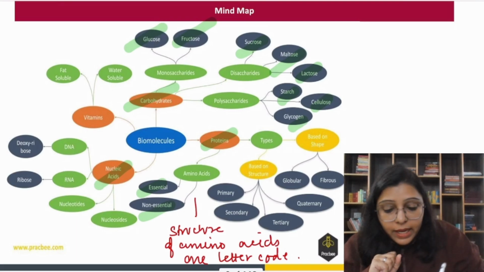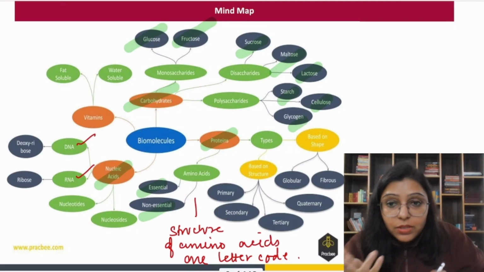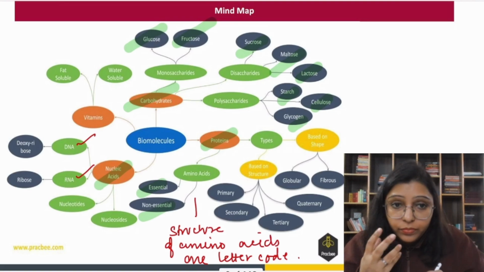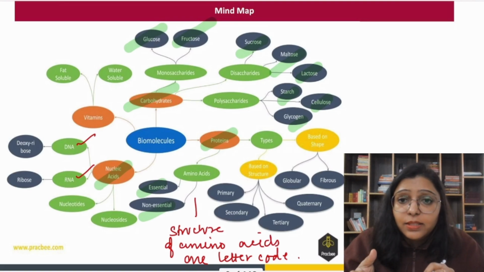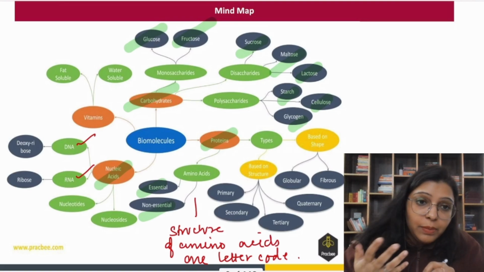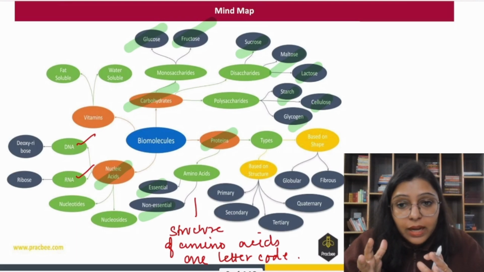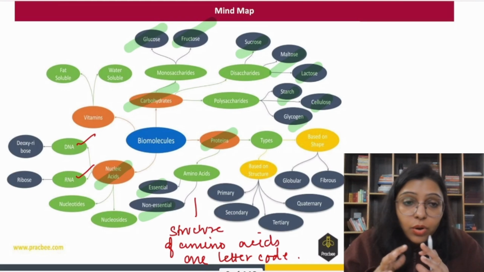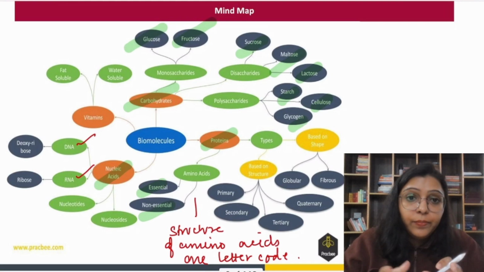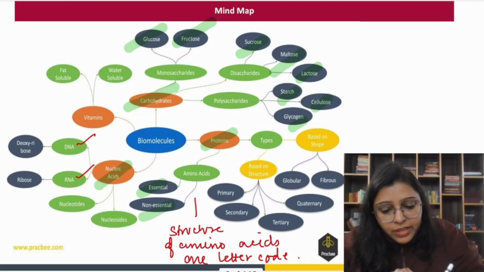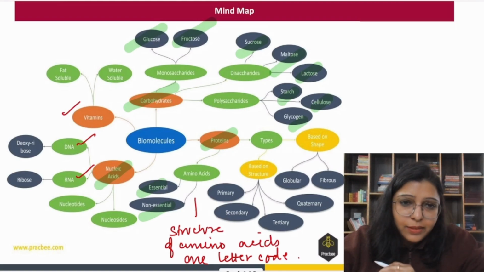Now in nucleic acids, what is the structure of DNA? Which sugar is present in DNA? Which sugar is present in RNA? Then what are the bases present: thymine, uracil, adenine. So we have some bases, right? You should know all these things. Clear? Then vitamins, which is completely based on memorization.